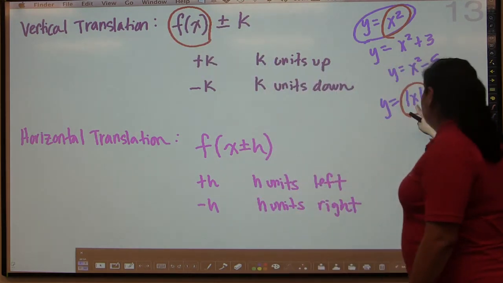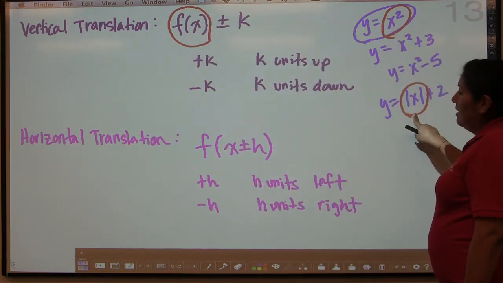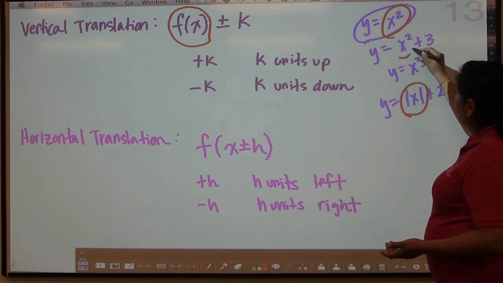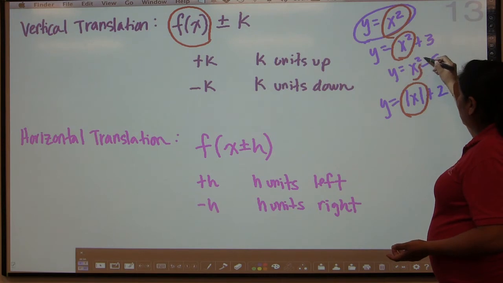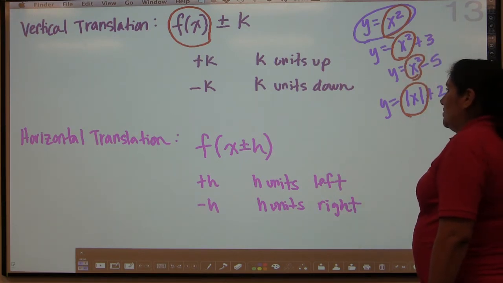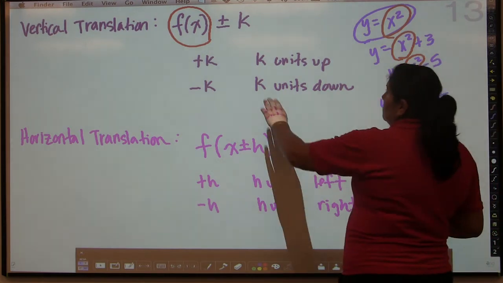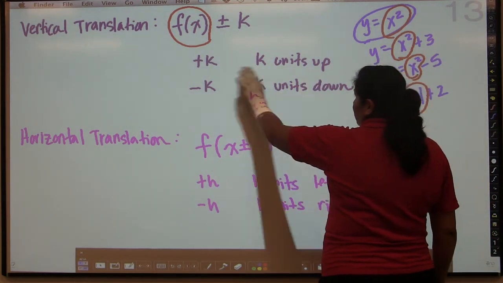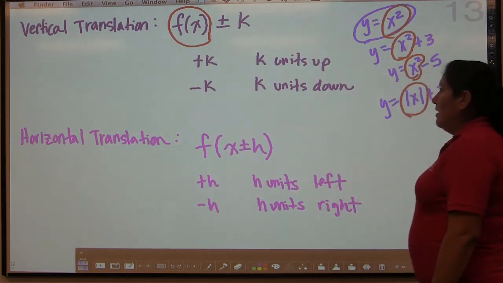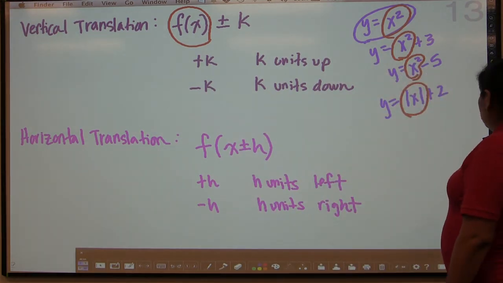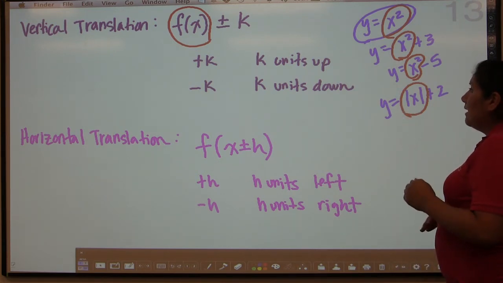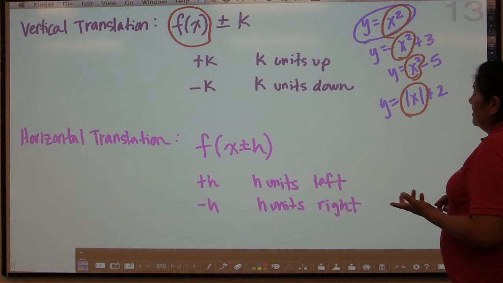And so if you see the parent graph in your equation, and then it has an extra plus or minus something, like here's my parent graph, x squared, parent graph, x squared, and then it's a plus 3, a minus 5, or a plus 2, what that tells you is that the graph is going to move k units up if the k is positive, or k units down if the k is negative. And we'll show you an example in a second of how that works. So just want to be clear that for the vertical translation, it's going to move up or down, and it's going to go up if it's positive, down if it's negative.